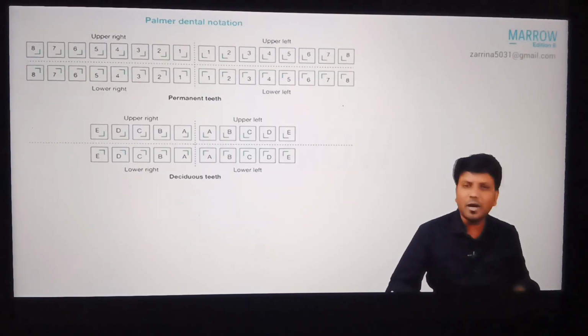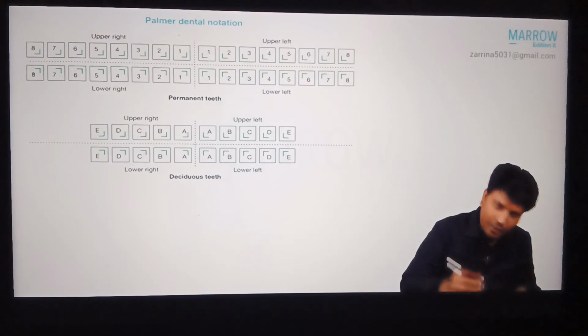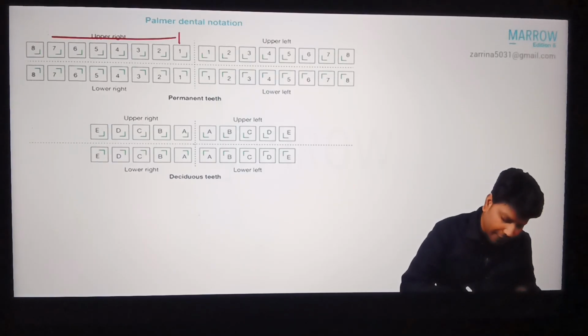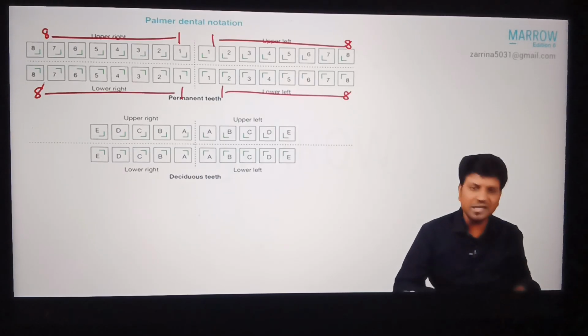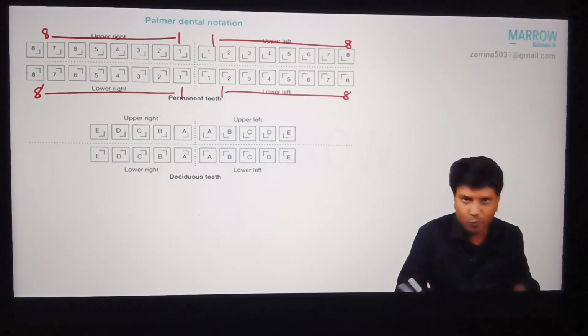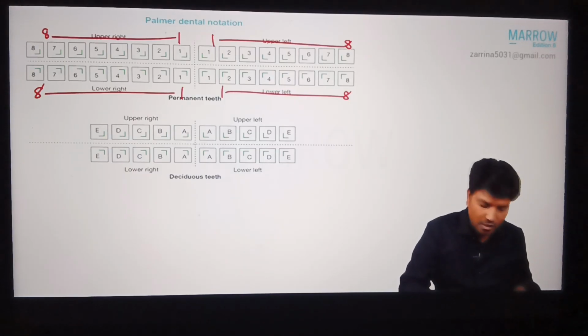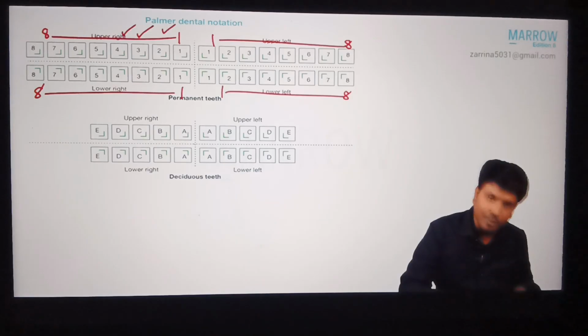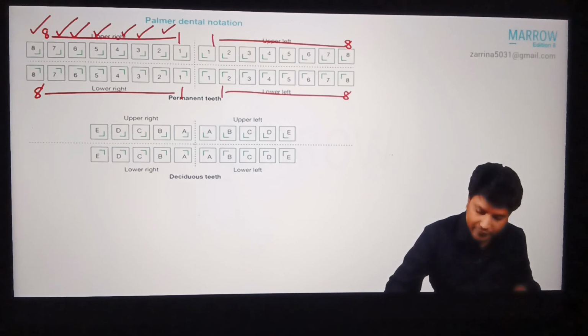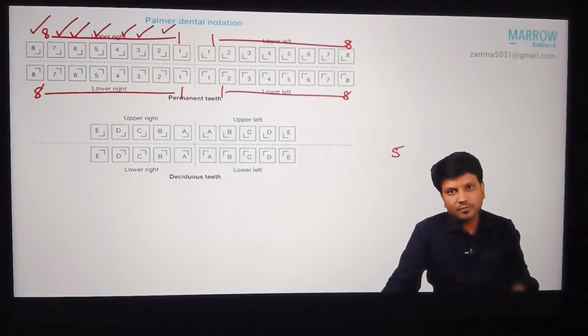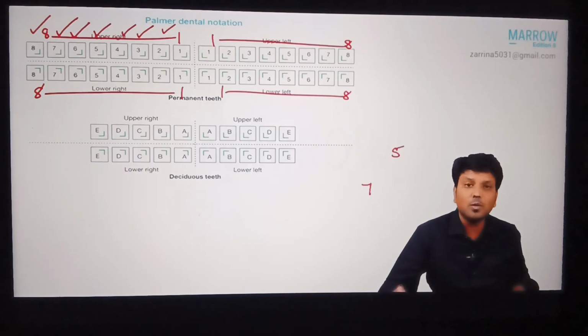Oldest. Then you have Palmer's notation. Palmer's notation stated that for every quadrant you have to count from 1 to 8, from medial to lateral. 1 to 8, 1 to 8, 1 to 8. For temporary teeth, alphabetically ABCDE, ABCDE, ABCDE, ABCDE, for all the 4 quadrants. 1 will be central incisor, 2 will be lateral incisor, 3 will be canine, 4 will be premolar 1, 5 will be premolar 2, 6 will be molar 1, 7 will be molar 2, and 8 will be molar 3. Suppose if they give you 5, that means premolar 2. If they give you 7, that means permanent molar 2.